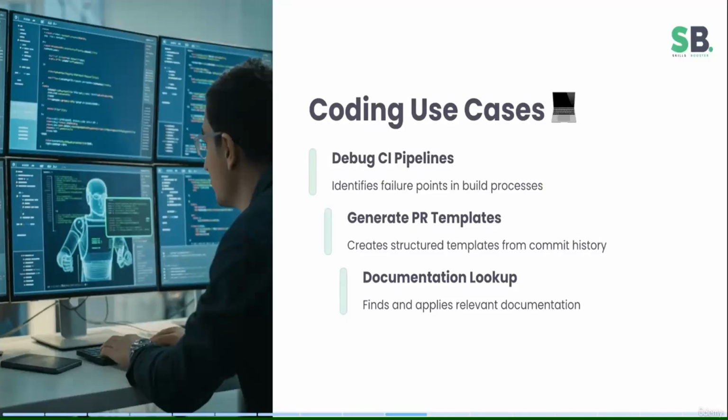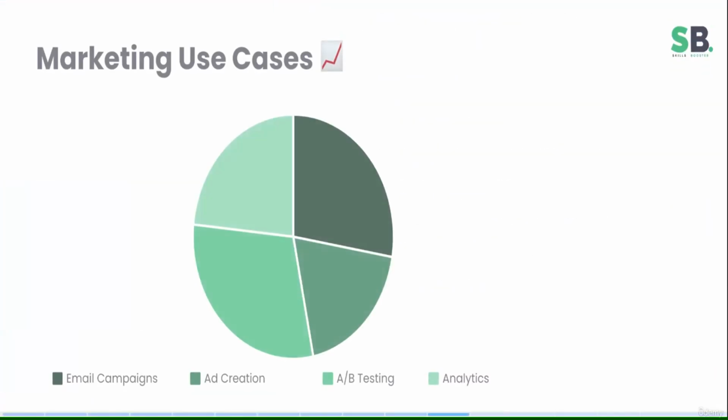There are a lot of use cases, and Operator is pretty good in the coding use cases. It debugs CI pipelines and identifies failure points in build processes. It can generate templates, creating structured templates from commit history, and do documentation lookup, finding and applying relevant documentation. So if we talk about documentation and research, Operator is definitely amazing.